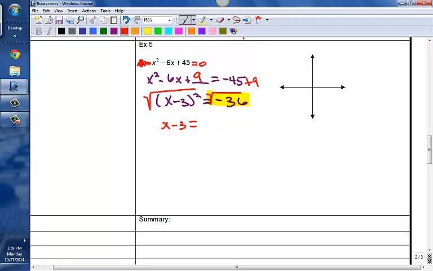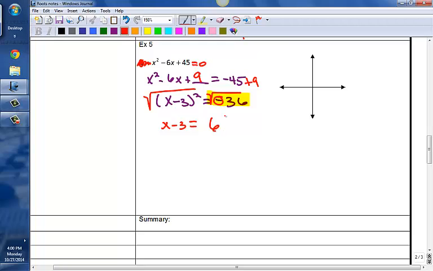If I'm going to get rid of that radical, I'm going to have to do some pretending. Here's how you do it. Start by taking the square root of the number itself, whether you use the calculator or your brain. So my brain says, hey, the square root of 36 is 6. The square root of the negative, now that's the problem.